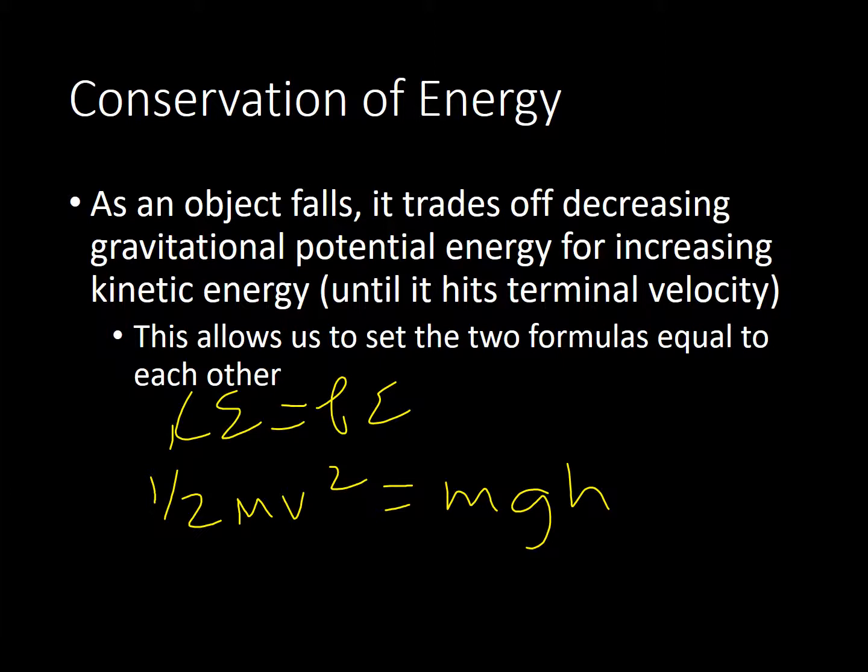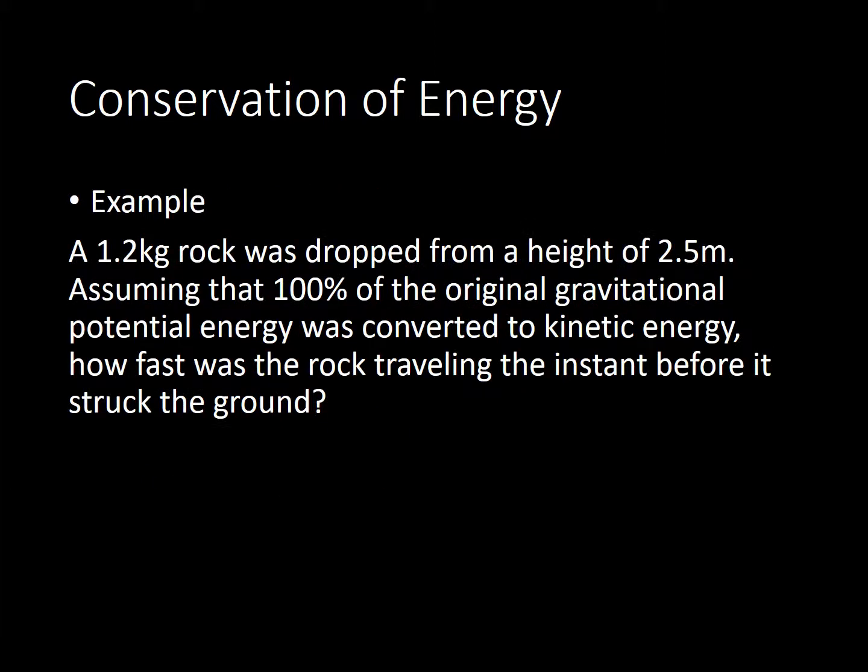If we take a look at an example of this: a 1.2 kilogram rock is dropped from a height of 2.5 meters, assuming that 100% of the original gravitational potential energy is converted to kinetic energy, and also assuming that it doesn't hit terminal velocity before that happens. How fast was the rock traveling the instant before it struck the ground? Because we can set these two formulas equal to each other, the instant before the rock strikes the ground, it should have its maximum velocity if it hasn't hit terminal velocity, and 100% of that gravitational potential energy should have been converted to kinetic energy.